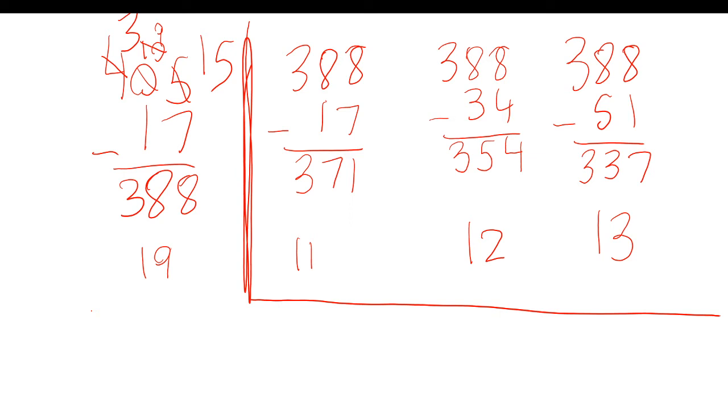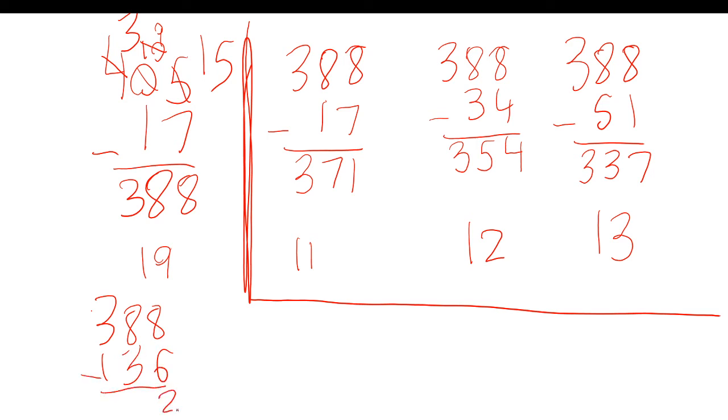So now we can use this same strategy. We just take away the respective multiple of 17. All right, let's go ahead and do that. 11, 12, 13, 14, 15, 16, 17, 18. That's 17 times 8. We already know that's 136. So we can just do 388 minus 136.